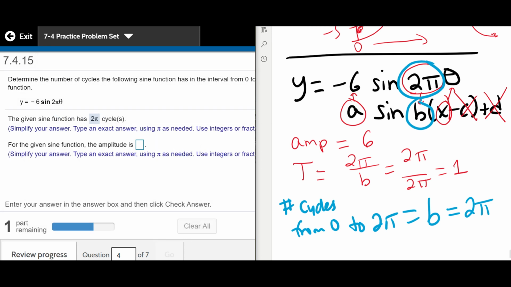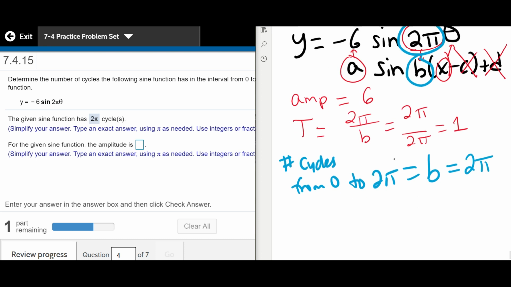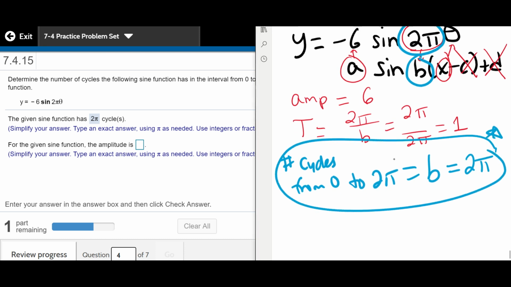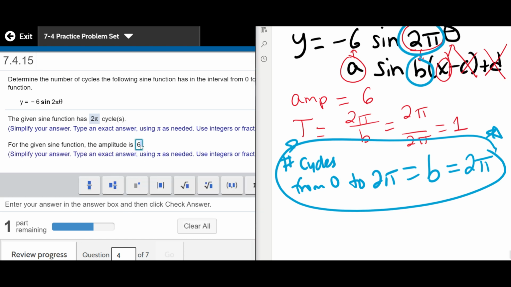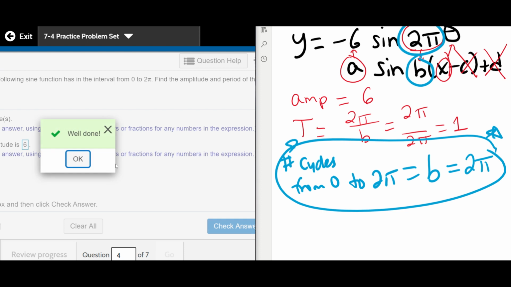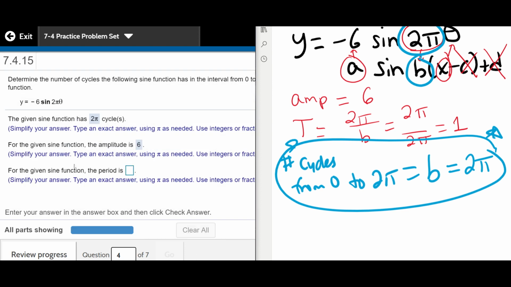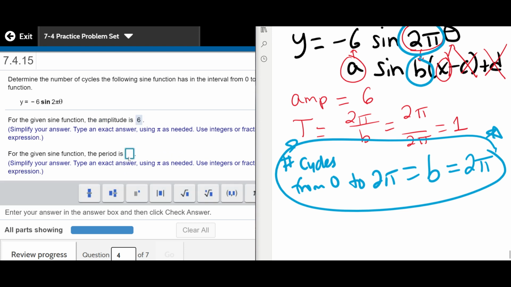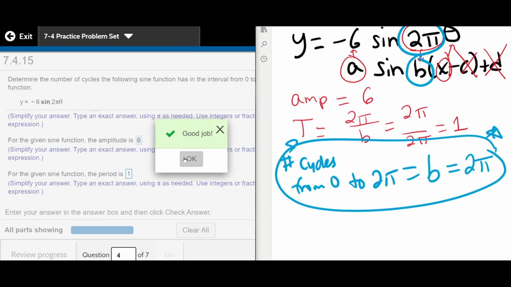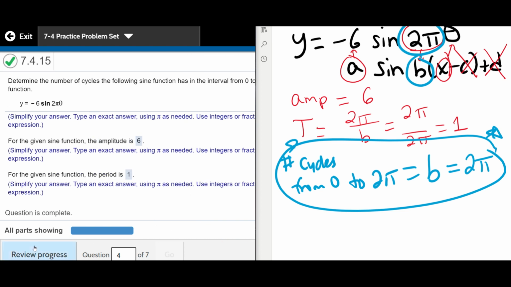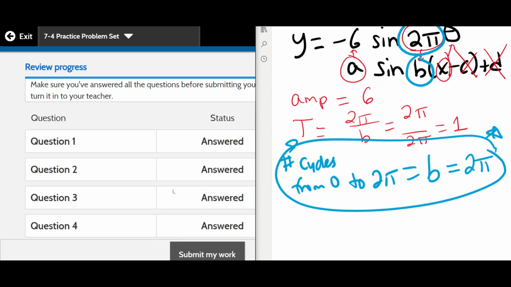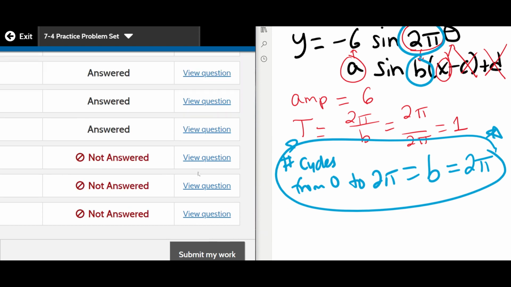All right, for the given sine function, the amplitude. So again, this is key. I'm not going to ask you this on the quiz necessarily, but it's still good to know that it tells you the number of waves or cycles. So for the given function, we said the amplitude is 6. For the given sine function, the period is, we found the period, it was 1. Okay, so that's my period. All right, and that's it for the question. Very simple. So let's go to number 5.